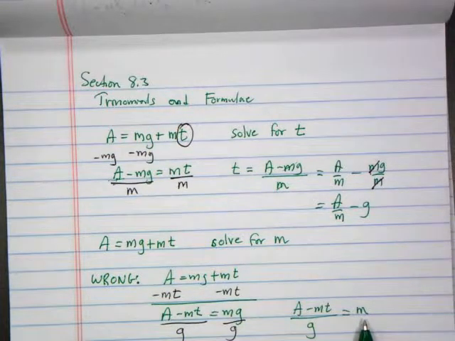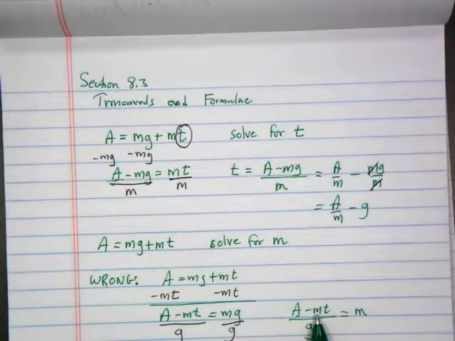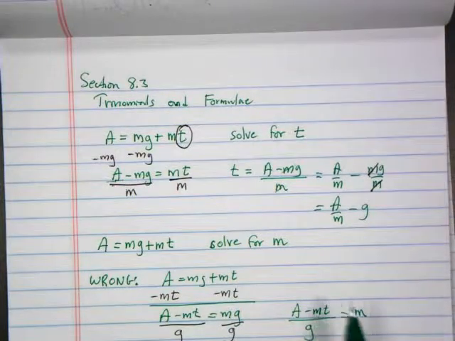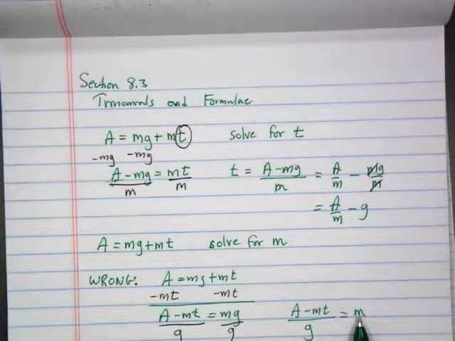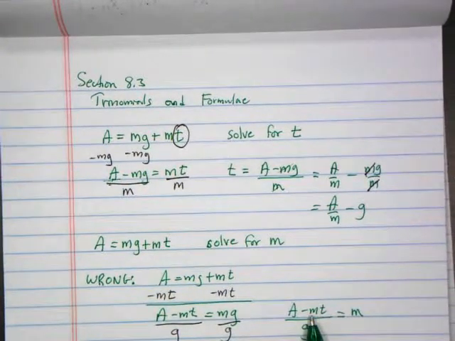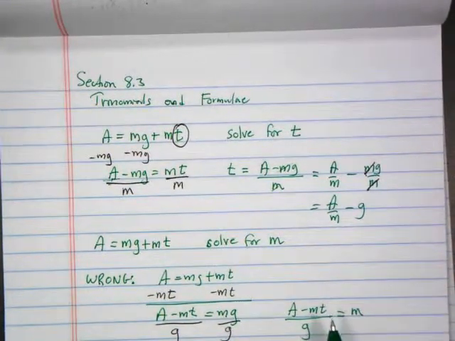The problem is I have another m over on the other side. When we say solve for m, we mean have m over here all by itself, but you're not allowed to have any m's over there. So while I haven't made any mistakes, I don't have the right answer. I don't have m all by itself.